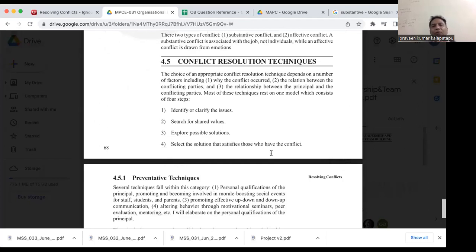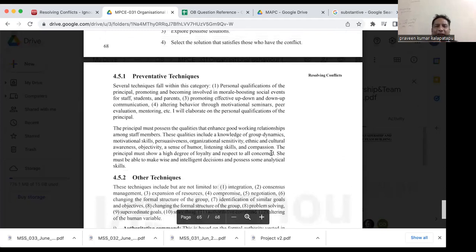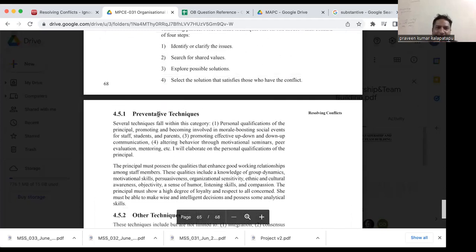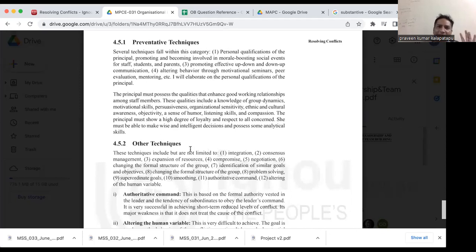So how exactly can you resolve the conflict, right? There are three ways. First is preventive. So first of all, don't even leave the scope to actually get into a conflict. That is what the preventive technique is all about. So enhance your relationship, basically.